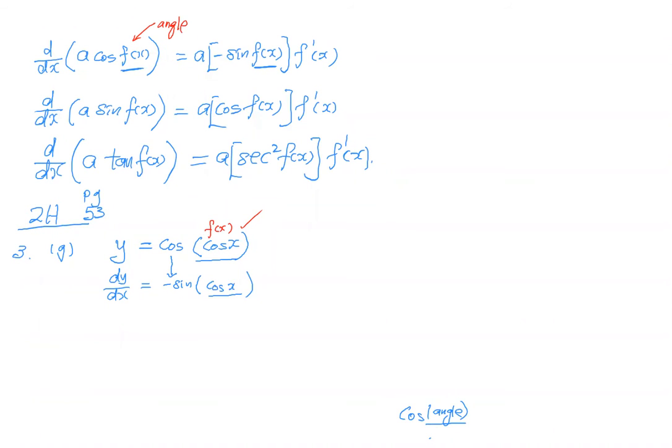Then I have to write down the derivative of the angle. So what is the derivative of cos x? Negative sine x. Yes, you are right. So then that's it, right?